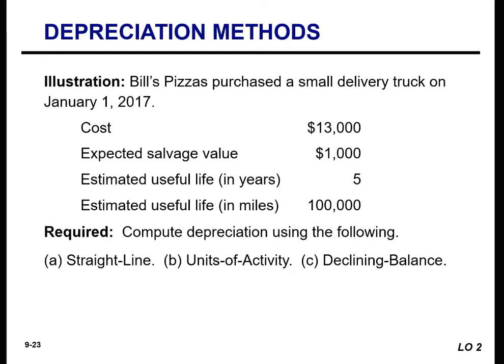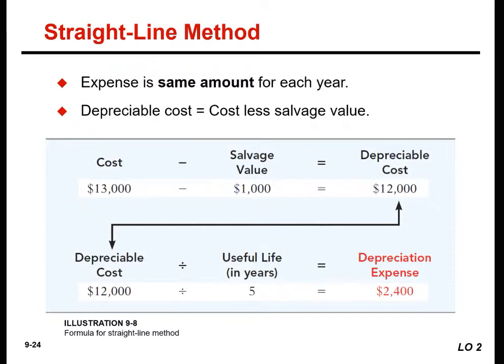So starting with straight line, the one that is most used, an equal amount of depreciation expense is recorded each year of the asset's useful life. To compute the annual depreciation expense under the straight line method, we divide that depreciable cost, or that depreciable base, of $12,000, cost less salvage value, by the asset's useful life. So $12,000 divided by 5 gives us a depreciation expense annually of $2,400.